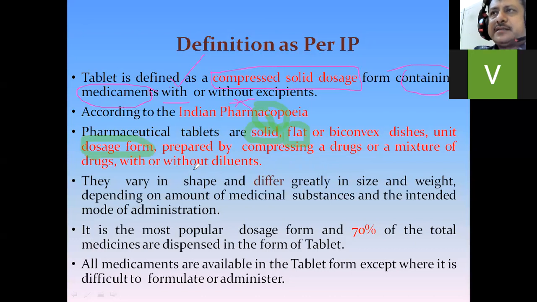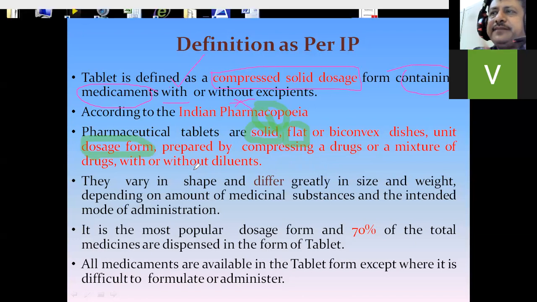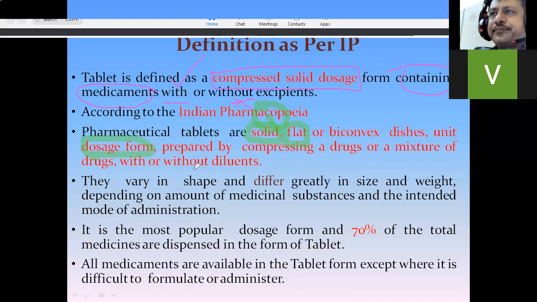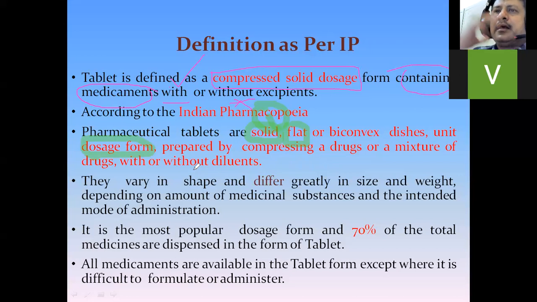Now, if you see the exact meaning of diluents, these are the agents which increase the bulk of your powder. So they have defined that it is a solid dosage form with a particular shape; it can be flat or biconvex. The normal tablets which you see are like the opposite of the saucer which you have. So this is what we should know about the definition of tablet.